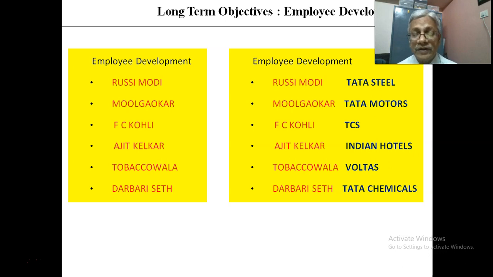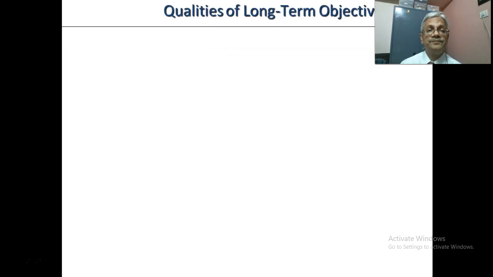So this is a very difficult long-term objective, but still JRD Tata was very successful in identifying the people to create. There are so many big conglomerates within the Tata Group itself, thanks to his vision, thanks to his ability to pursue this particular objective.